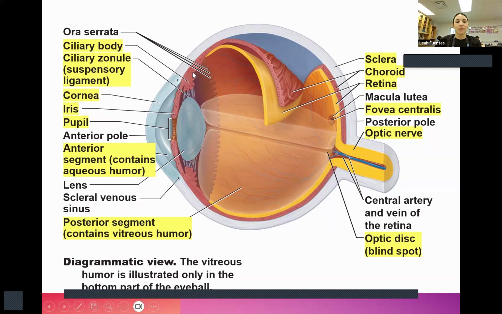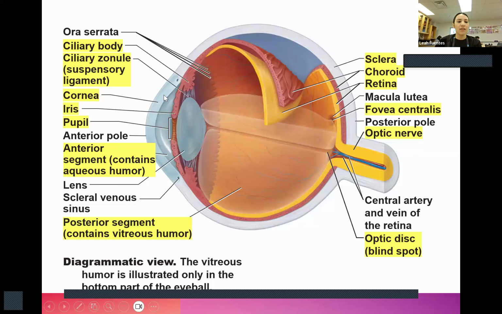So I would be familiar with everything on the image, but specifically the things that are in yellow are really important and are things that are usually asked. So first, we have the ciliary body here. And then kind of directly underneath that, we have the suspensory ligament. This is our ciliary zonule.